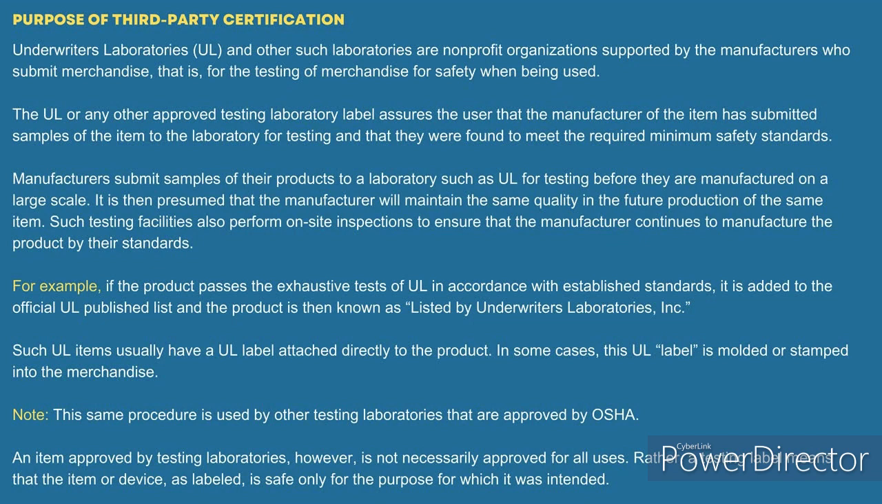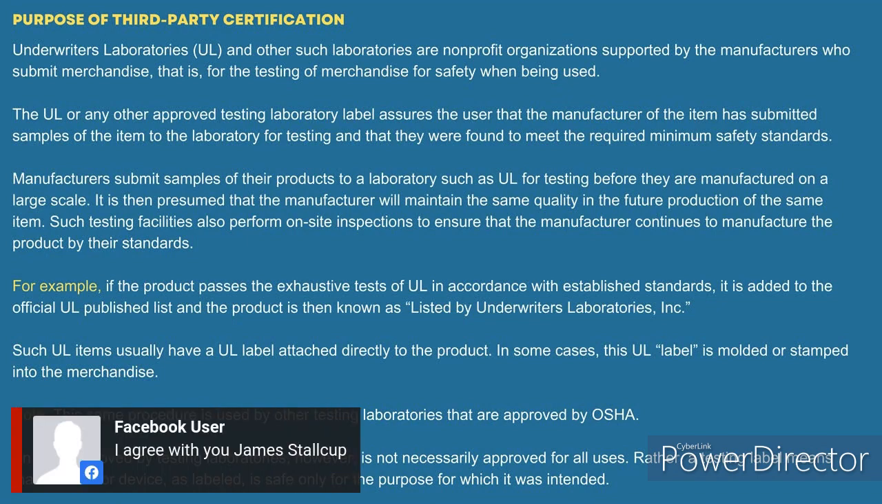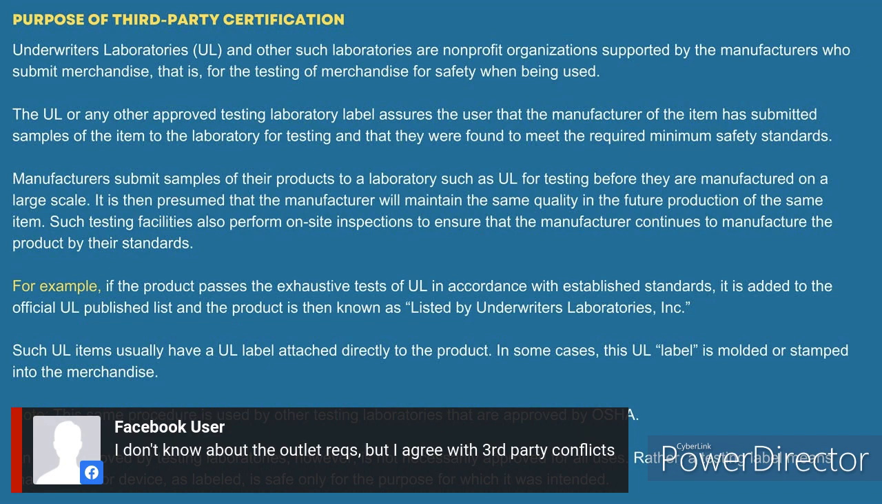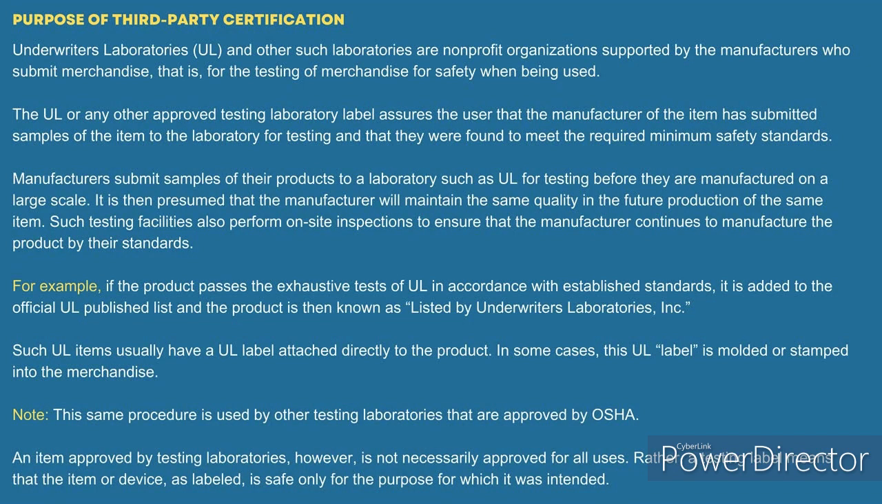That's coming. Now, this is the most important part, the very first sentence in this. And what does it say? It says Underwriter Laboratories and other such laboratories are nonprofit organizations supported by the manufacturers who submit merchandise. Now, listen to this, that is for the testing of merchandise. Listen to this, for safety when being used. So what I'm trying to say is somebody comes in and says, "Oh, I need GFCI protection upstream," but here's the manufacturer with UL coming out. They're doing testing on this.